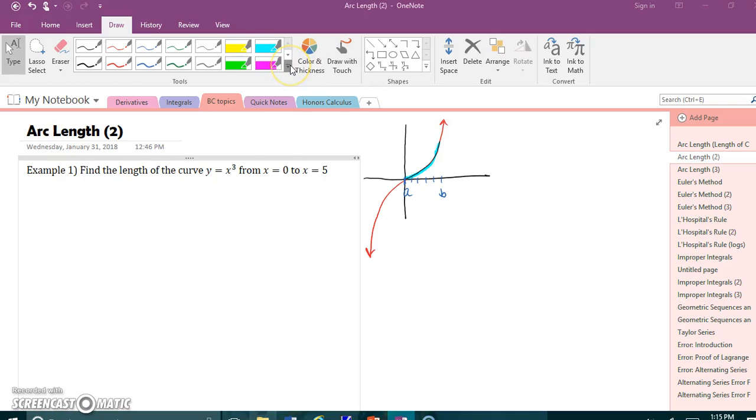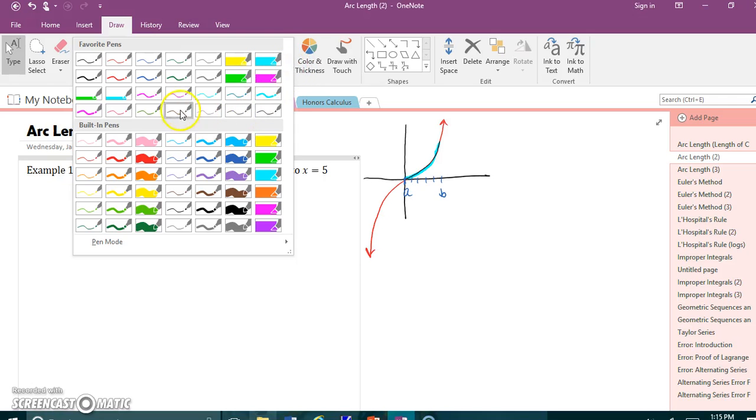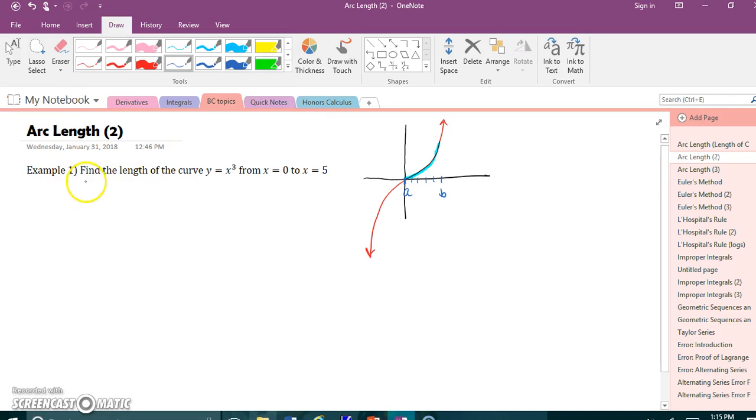This is the second video for arc length, or length of a curve, and this video is going to have the examples that you're going to need in order to do some problems at the end. So I'm going to do 2 examples with you, and hopefully that will be enough for you to do some problems on your own.